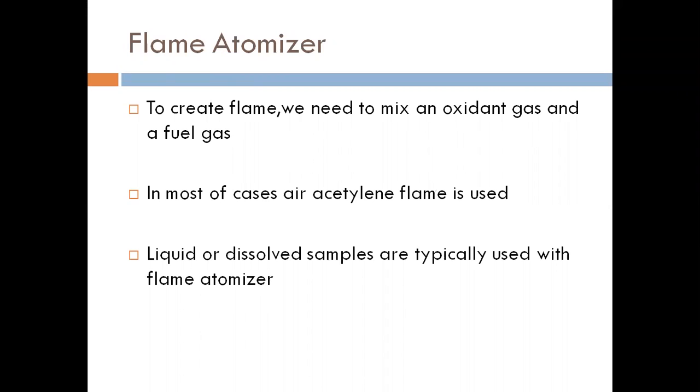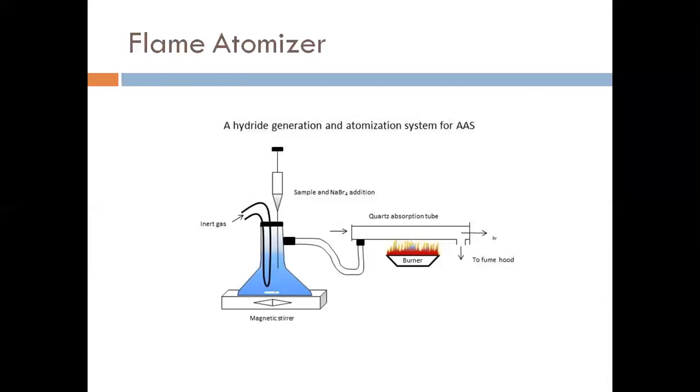So first of all, I will explain the first type of atomizer, the flame atomizer. To create a flame, we need to mix an oxidant gas and a fuel gas. In most cases, an air-acetylene flame is used. Liquid or dissolved samples are typically used with the flame atomizer. So first, inert gas enters into the flame atomizer, and then it moves to the burner and into the flame hood.